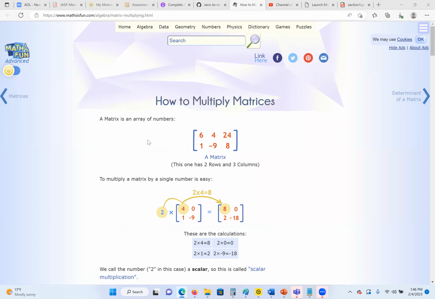So first, what is a matrix? Here, the definition says a matrix is an array of numbers. Normally, this is a matrix. The size of this matrix is 2 by 3 because we have 2 rows and 3 columns. The values inside, we call the elements of the matrix. So here we have 6, 4, 24, 1, -9, and 8 as the elements of this matrix. Again, the size can be any size. It can be 4 by 10, which means we have 4 rows and 10 columns, etc. Here we have, again, 2 rows and 3 columns.